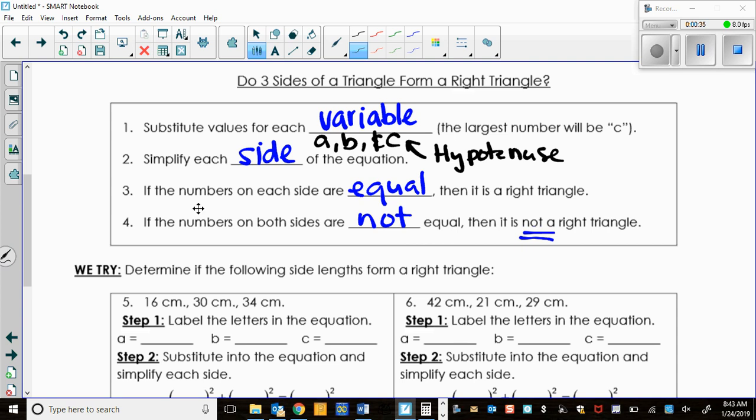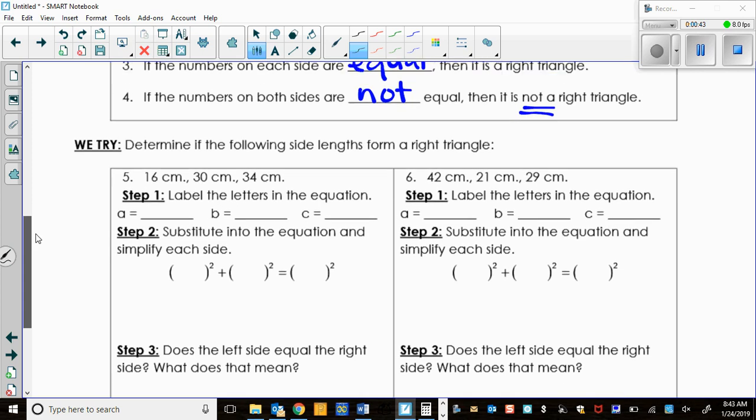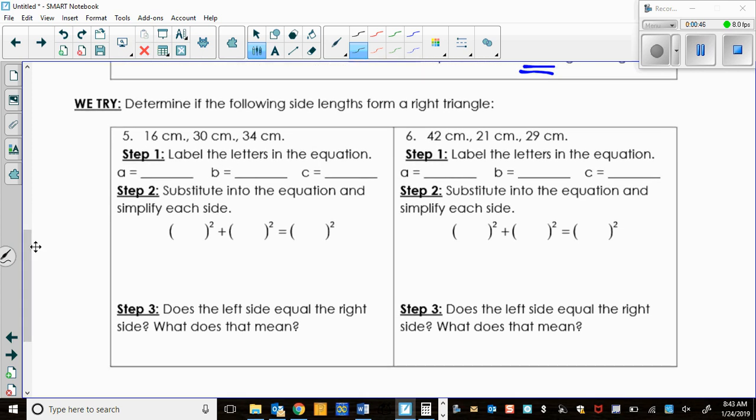If the numbers are equal on each side, then it is a right triangle. But if the numbers are not equal, then it's not a right triangle. So let's look at some examples here. So number 5, we're going to determine if the following sides form a right triangle.